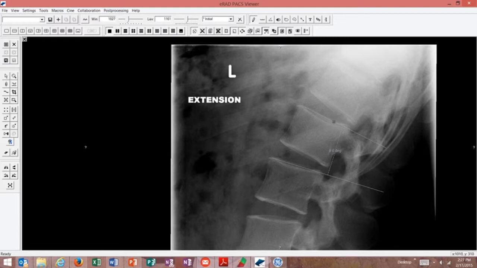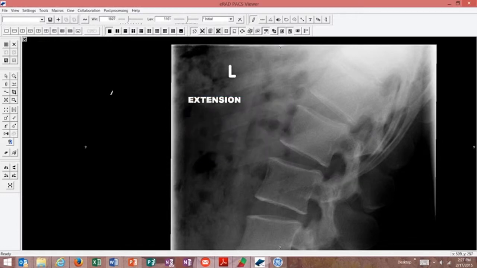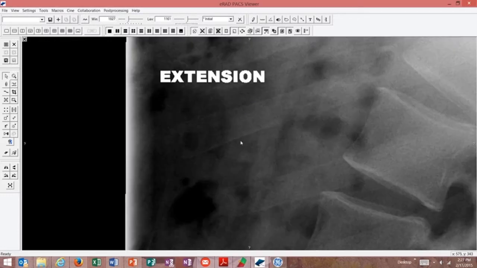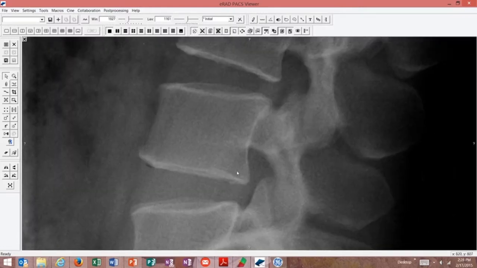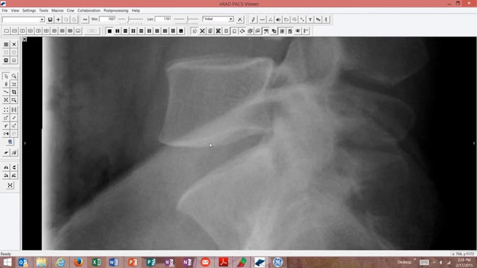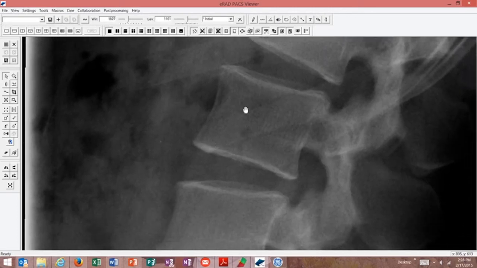Okay, so let's delete that. Get that out of the way. Let's find out where we're at. There's L5, 4, 3, 2. Let's now do L2 and L3. For minus 9.1 degrees.